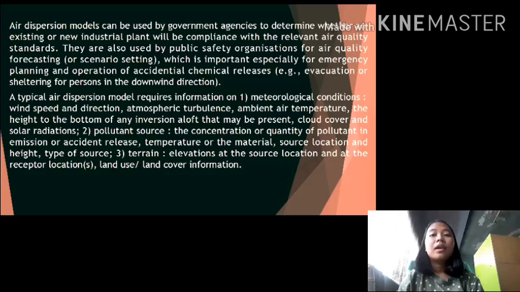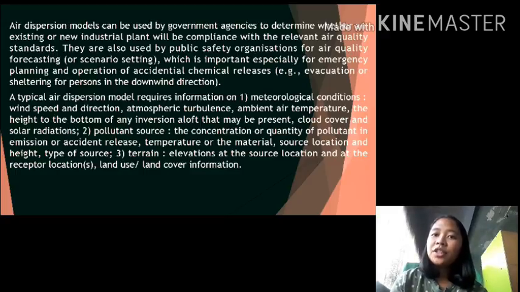Air dispersion model can be used by government agencies to determine whether an existing or new industrial plant will be compliant with the relevant air quality standards. They are also used by public safety organizations for air quality forecasting or scenario setting, which is important especially for emergency planning and operation of accidental chemical release, i.e. evacuation or sheltering for persons in the downwind direction.